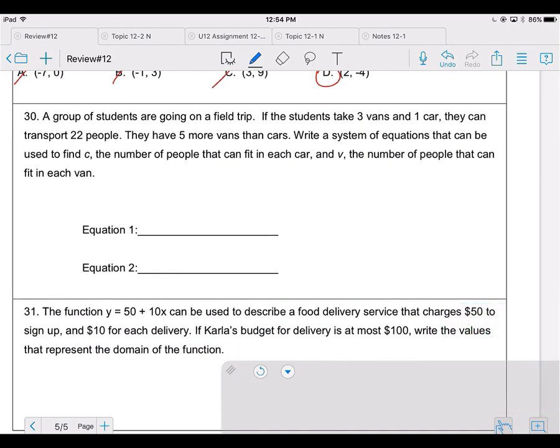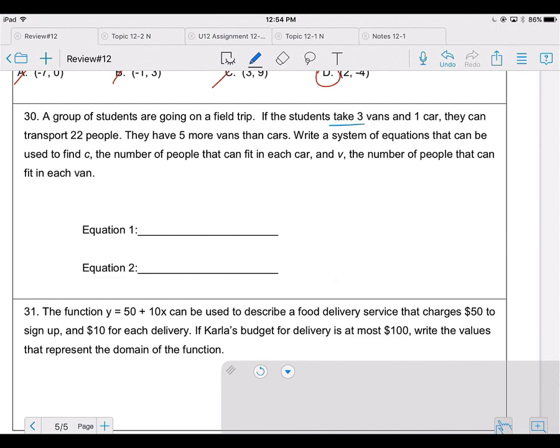Problem 30 says a group of students are going on a field trip. If the students take 3 vans and 1 car, they can take 22 people. They have 5 more vans than cars. Write a system that can be used to find C, the number of people that can fit in each car, and V, the number that can fit in each van.